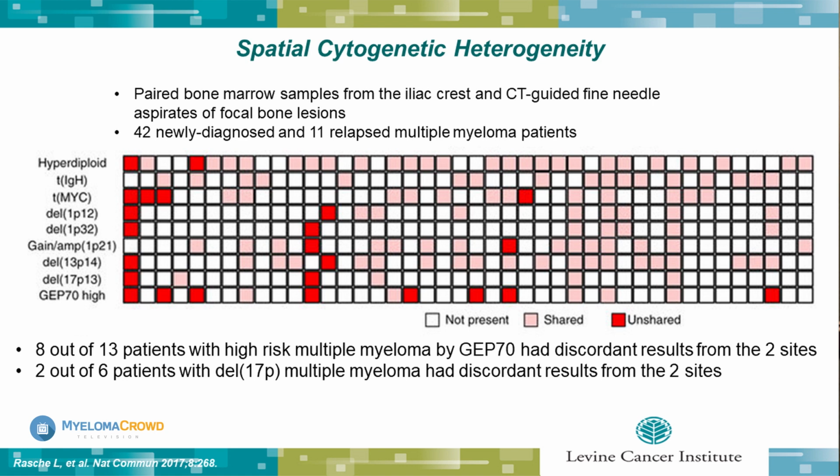And when they did their 70 gene expression profile, out of the 13 patients that had a high-risk gene expression profile, 8 of them had discordant results, which would suggest that if we just do a random biopsy and don't go after that other lesion, we might actually be missing high-risk disease.